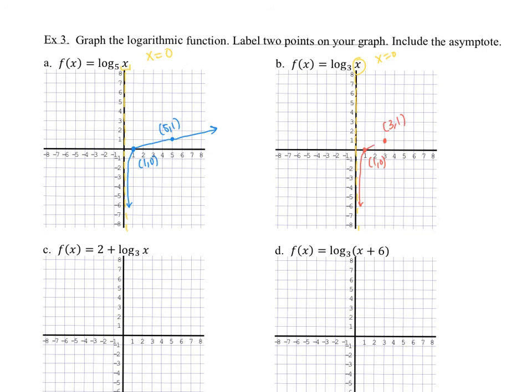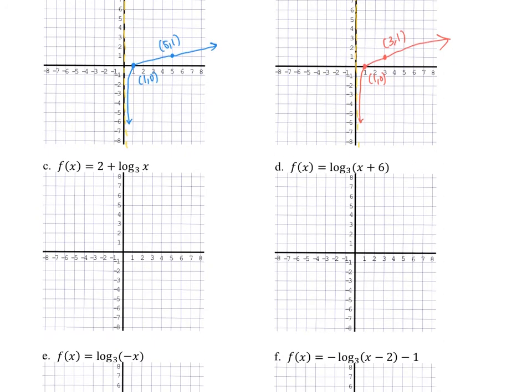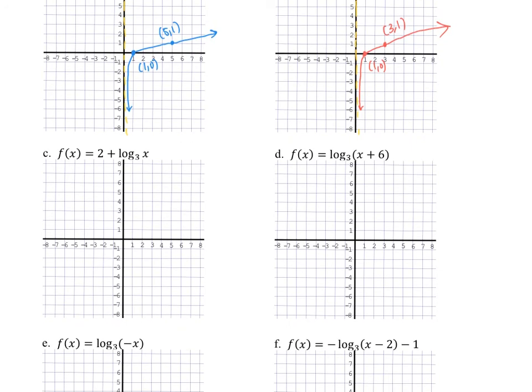Okay, it's going down along the vertical asymptote, and then it's going to head up that way. Okay, now we're going to consider some transformations to these graphs. C says f of x equals 2 plus log base 3 of x. First, I'm going to consider my asymptote. It's normally at x equals 0. It moves up 2, but it doesn't make a difference if I'm at x equals 0.